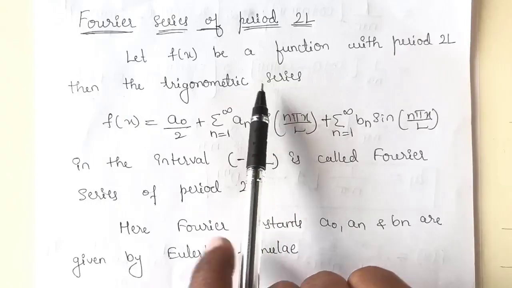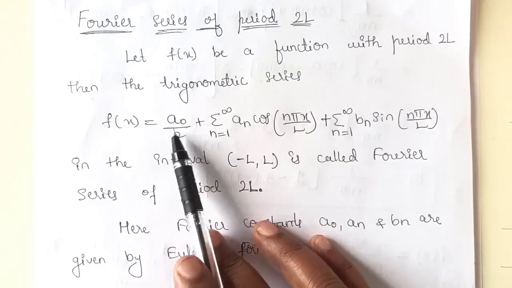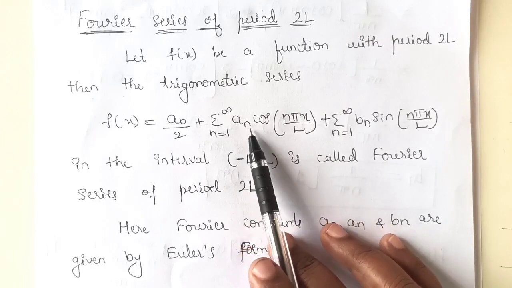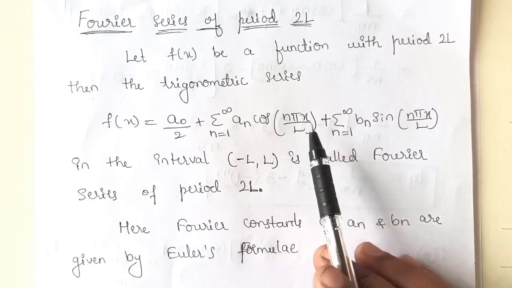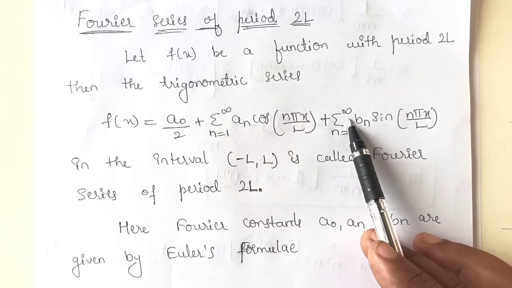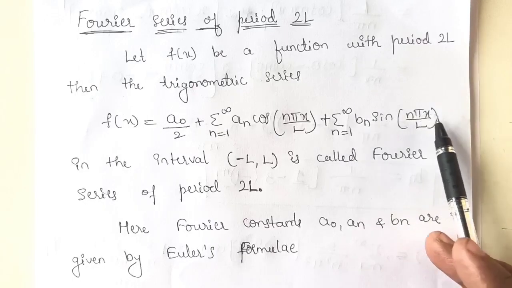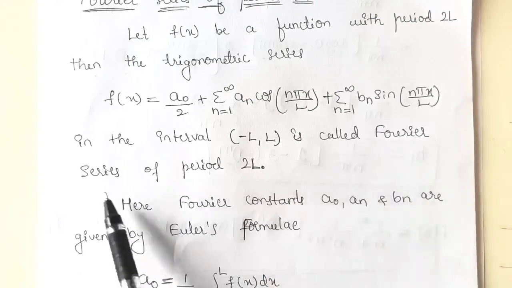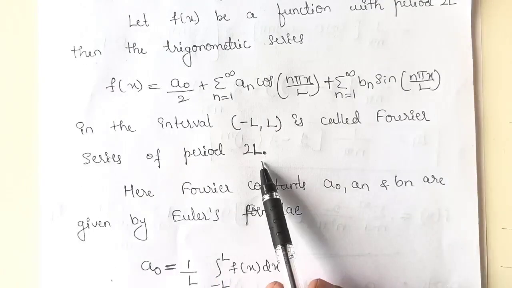Then the trigonometric series f of x equals a0 divided by 2 plus summation n equals 1 to infinity an cos n pi x divided by L plus summation n equals 1 to infinity bn sin n pi x divided by L in the interval minus L to L is called Fourier series of period 2L.